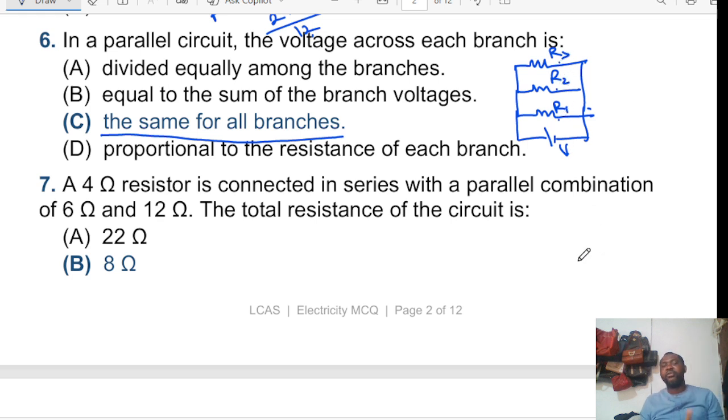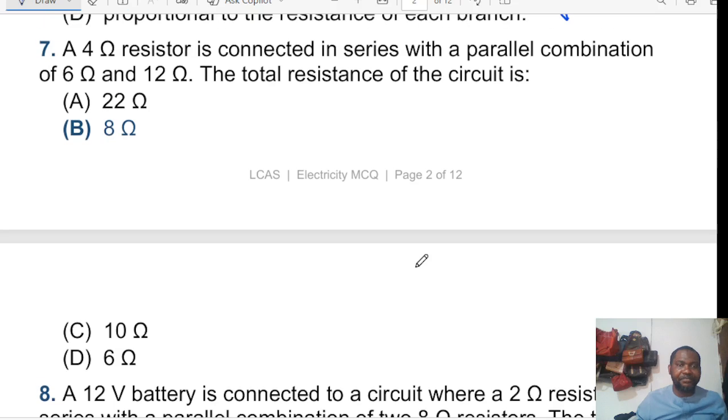That means voltage is the same, but current is not the same. The current here can be I1, the current here can be I2, the current here can be I3, and the total current is actually I1 plus I2 plus I3. So for resistors in parallel, different current passes through them, but the same voltage is applied across them. A very important concept that you should always remember.